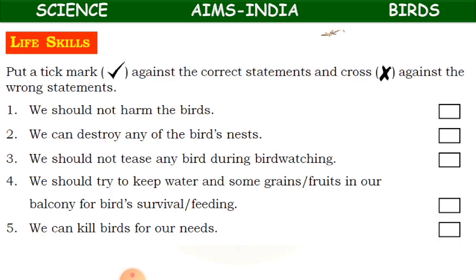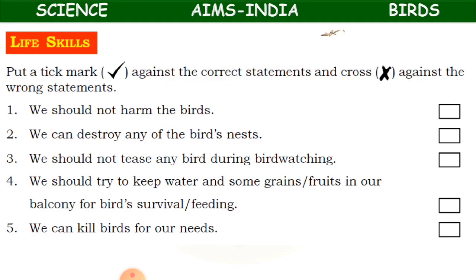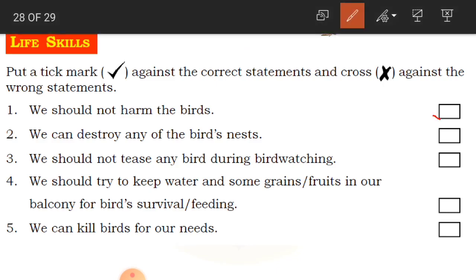Clear? The first one, we should not harm the birds. Yes or no? Must we harm the birds? No. So this is the correct statement. Okay, children? The first one, we should not harm the birds.